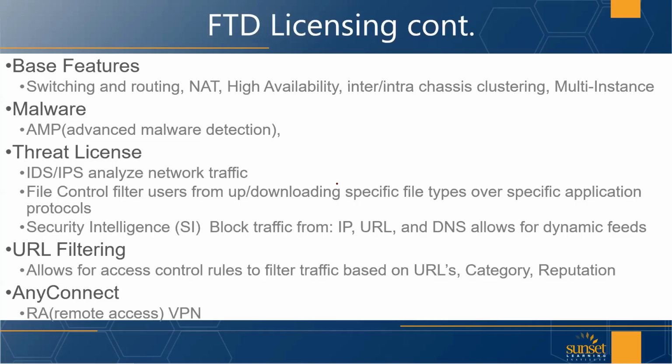We have a threat license, which is for IDS, IPS, file control filters. It does our SI, which we'll get from Talos. We'll show you that. SI for URLs, DNS, allows for URL filtering with the URL license, and then AnyConnect remote access VPN. We didn't need all these licenses with the traditional ASA, because we didn't have all these features. We had base features, but we wouldn't look at malware, we wouldn't look at different threats, we didn't have URL filtering, so our licensing has become more complex.